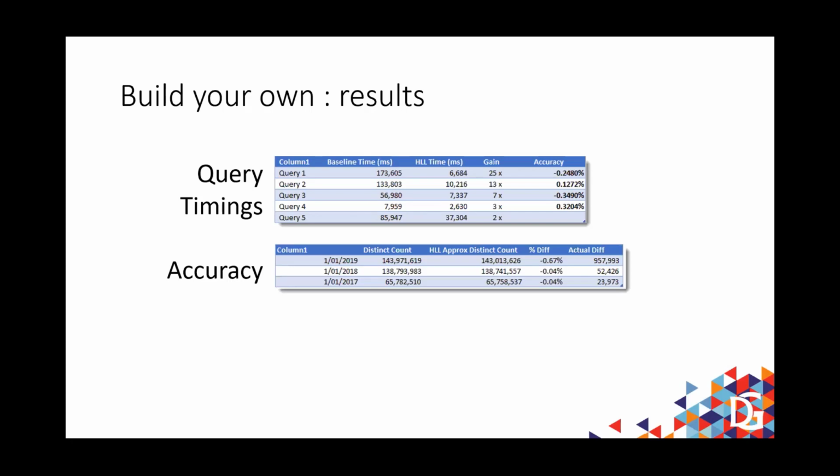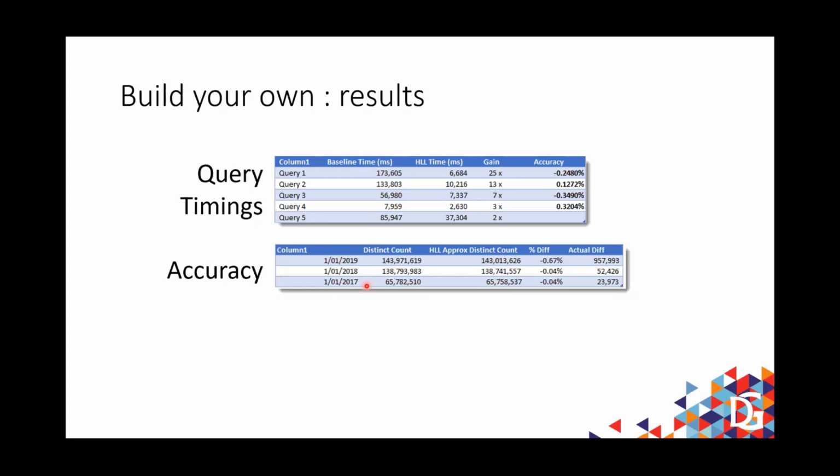In terms of accuracy, what we're looking at here is the accuracy of the numbers for query 1. So the actual precise value for the distinct count that took 173 seconds to produce was the number that it generated for 2019, 2018, 2017. Remember I said this was telemetry over 2 years.